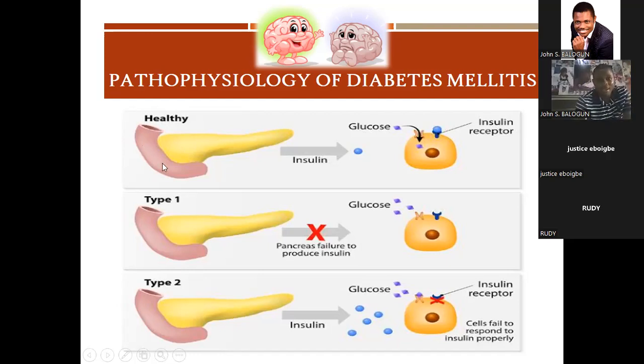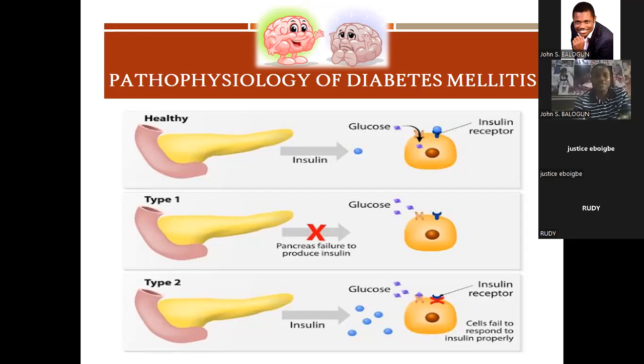Now look at the healthy pancreas. You can see the pancreas, you can see the duodenum, the second part of the duodenum, and you see the pancreas occupying that C shape of the second part of the duodenum. So that's where the pancreas is located. Now, what happens is this: when you eat food, there is increased glycemic level in plasma after every feed.